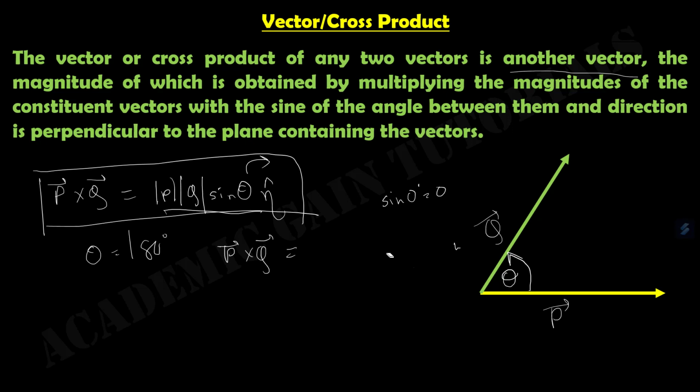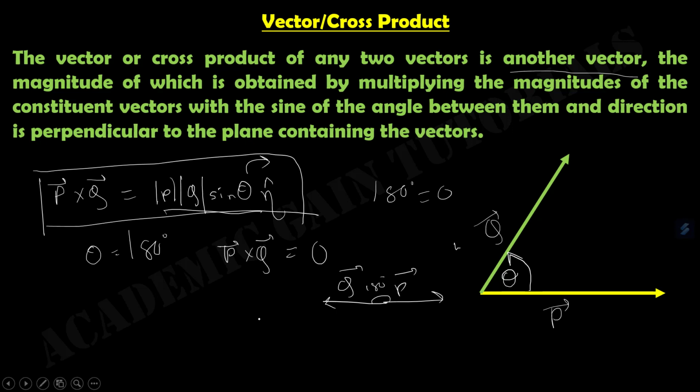Then we know sine 180 degrees equals 0. So the cross product of these two vectors will be 0. It means when two vectors are acting opposite to each other, like this, then their cross product will be 0. So these are the three cases where theta plays an important role.